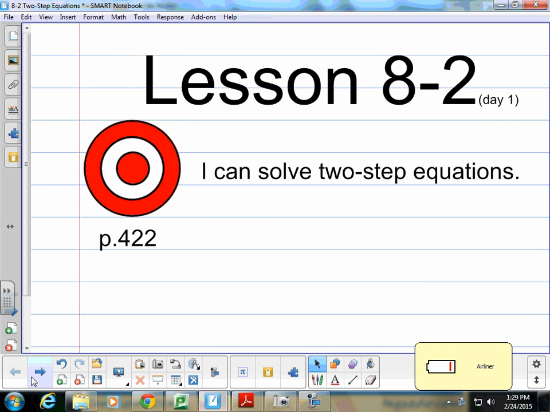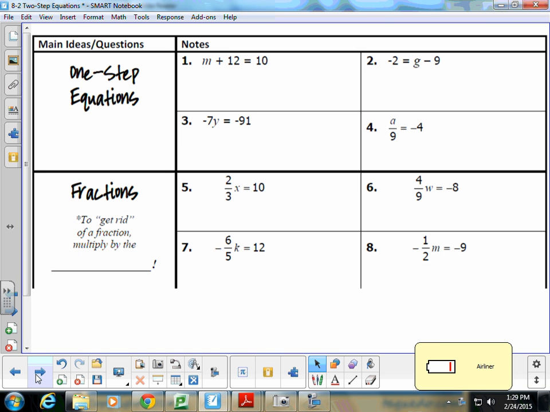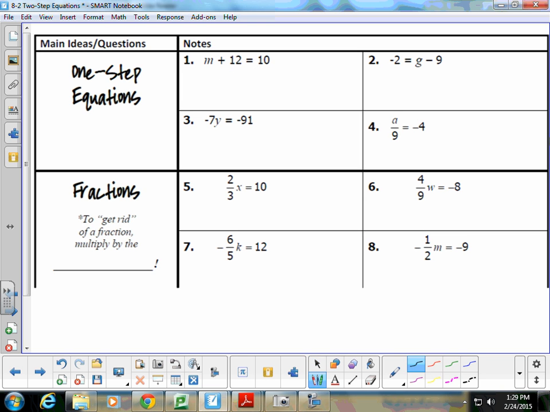So we're going to start on page 422 in our textbook. I did hand out this sheet to you. This would be something I want you to keep handy to review. Solving one-step equations, you do inverse operations. So when you have a number plus 12 equals 10, we say what number plus 12 equals 10? So we would subtract that 12 from both sides, and we'd end up with m is equal to -2, for example.